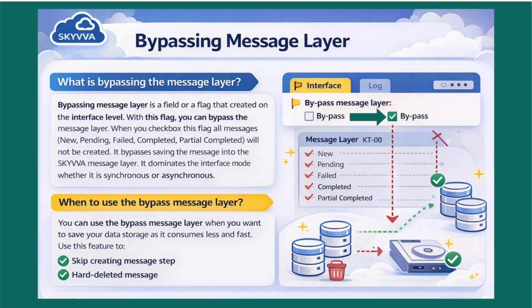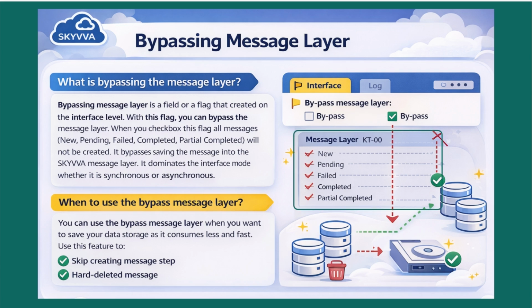When this flag is enabled, the system will skip the message layer completely. No messages will be created, including new, pending, failed, completed, and partial completed. So, the system does not store any messages in the Skyvva message layer.